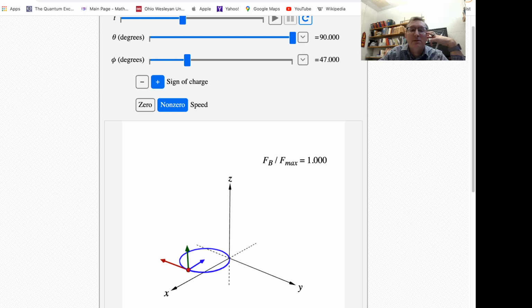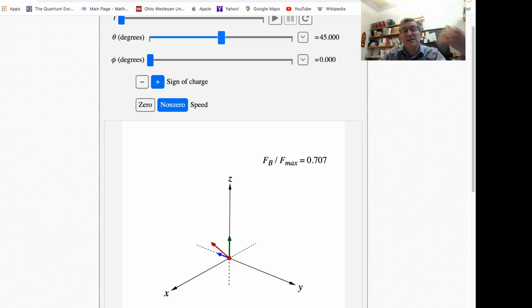And now one more thing. Let's put the phi back to 0, and let's put the theta down to something smaller, around 45. Now the initial velocity has an x component and a z component: a component perpendicular to the magnetic field, that's the x component, and a component parallel to the magnetic field, that's the z component. Now what trajectory do we get? Here we go. Wow. Okay, that's an interesting trajectory.